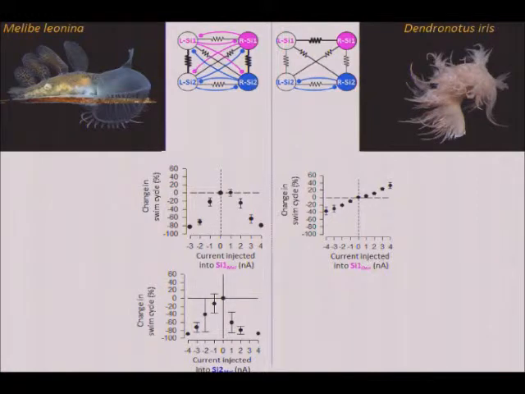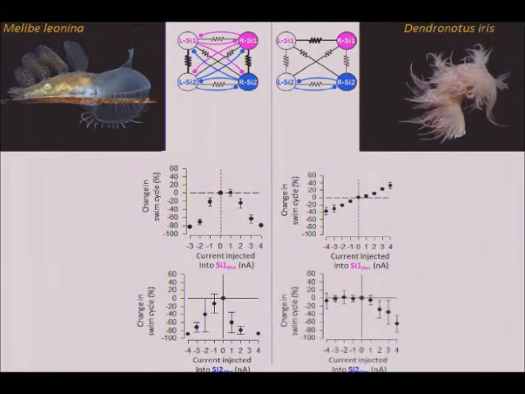If we look at swim interneuron 2, again, hyperpolarizing it turns it off. Depolarizing swim interneuron 2 also turns it off. In Dendronotus, it's slightly different. Hyperpolarization doesn't really have much of an effect, whereas depolarization slows it down. So again, even though the circuitry looks fairly similar for these two neurons, there's differences in their functional effects on the overall behavior.